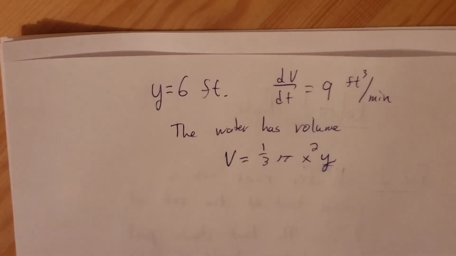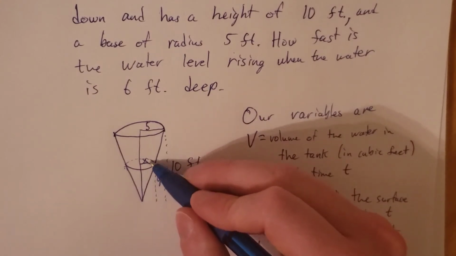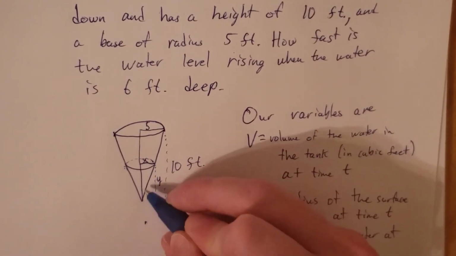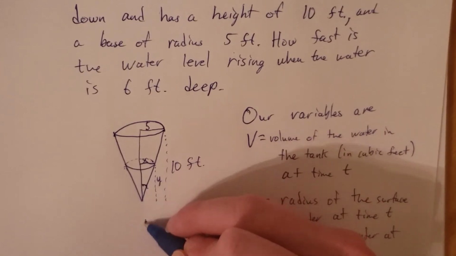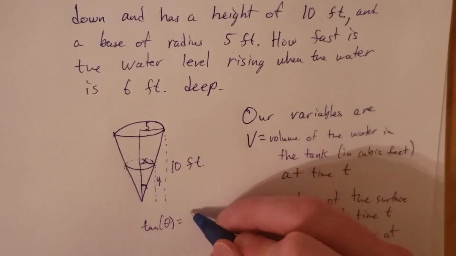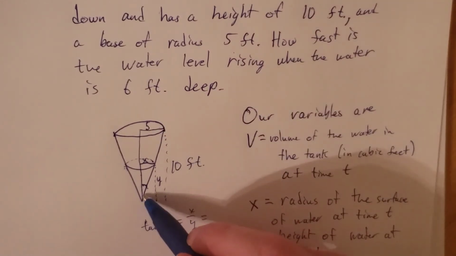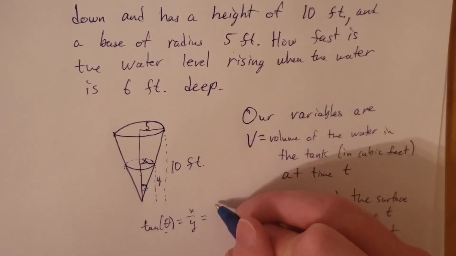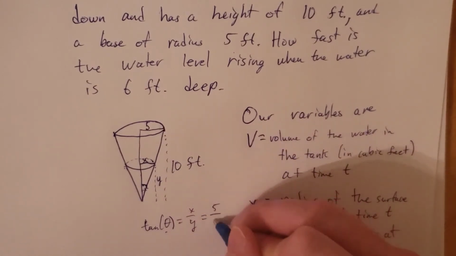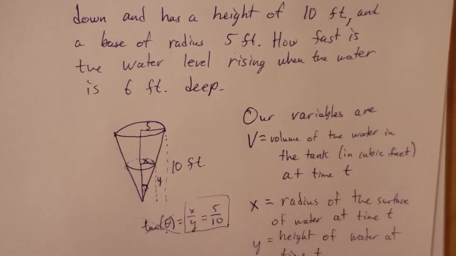Well, we can use similar triangles. So let's take a look back at our picture. We can use similar triangles here to notice that if this is some angle theta here, then tangent of theta is equal to opposite over adjacent, so x over y, which on the bigger triangle, because this is the same angle for that bigger triangle as well, is equal to opposite 5 over adjacent 10. We don't know the angle theta, so we don't actually care about that part. We just need this formula here. So x over y is equal to 5 over 10.